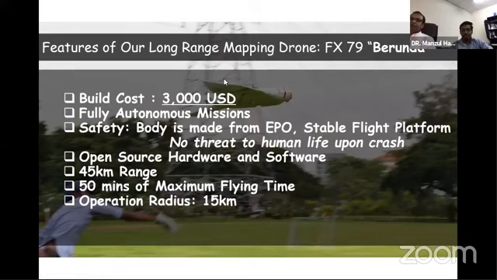When it comes to surveying, the range and the endurance of the drone matter because they define how much area we can cover in a single flight. So overall, it matters to the efficiency of our project. Yes. Next slide.